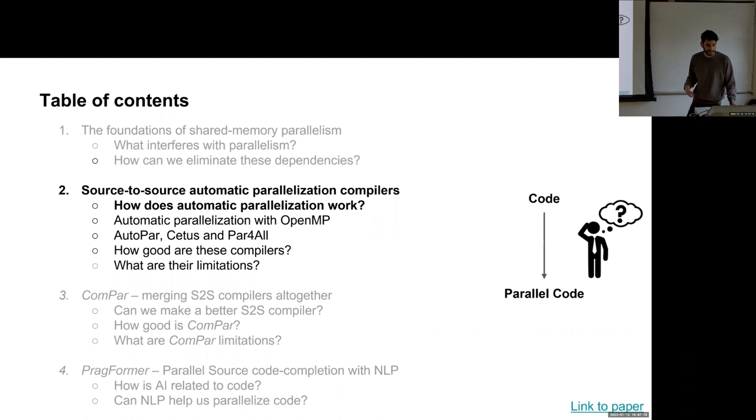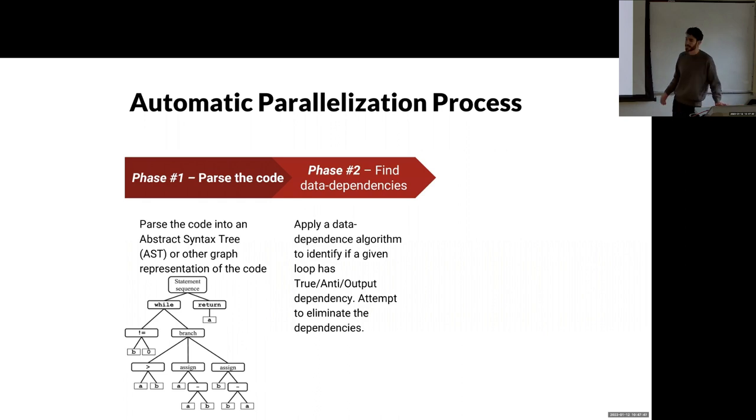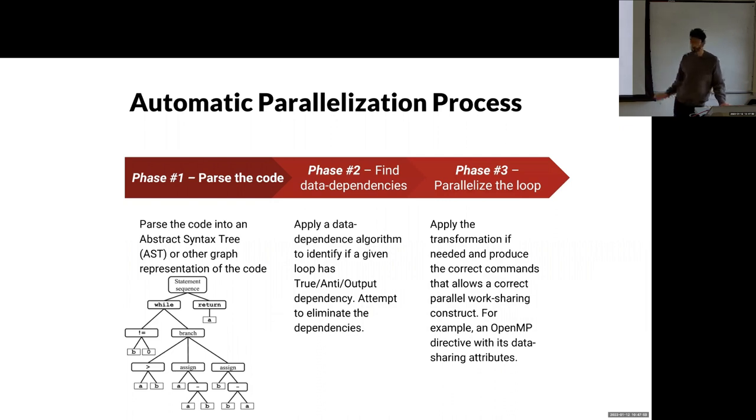And how does the automatic parallelization process work? Let's dive a bit into details. The first phase is parsing the code. You take the source code and try to represent it in a graph way. Why exactly the graph way? Because with a graph, you can understand the dependencies a lot better. You know the control flow of the code, and it's a lot easier to understand the dependencies with these graphs. The second phase is applying some data dependency algorithm to identify these true, anti, and output dependencies, and trying to eliminate them. And the third phase is just parallelizing the loop.